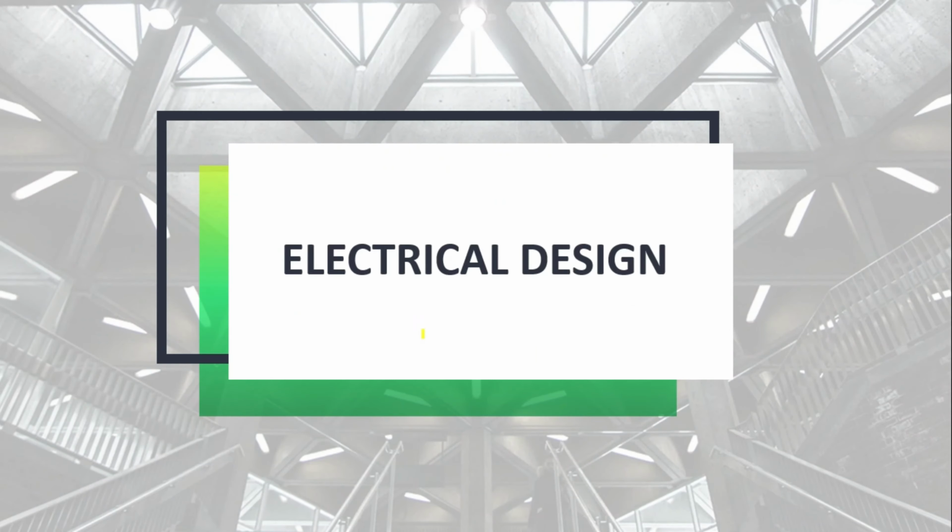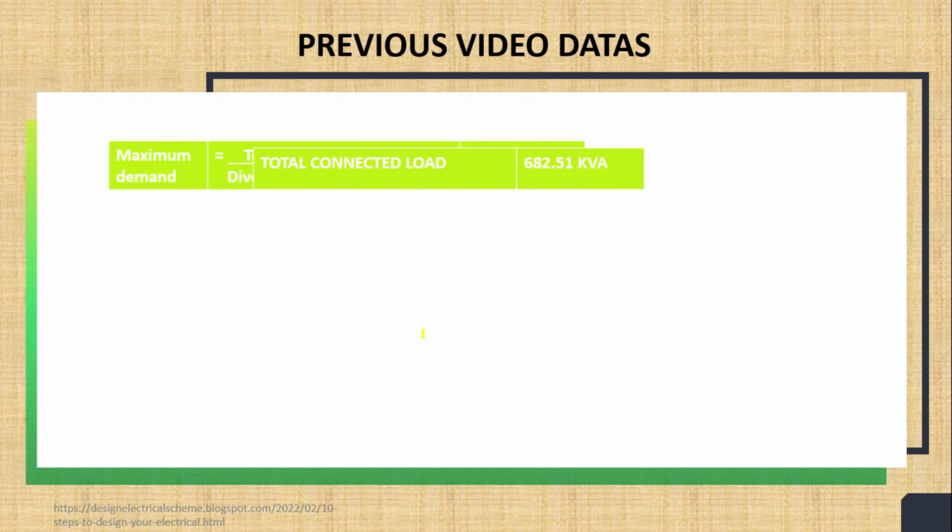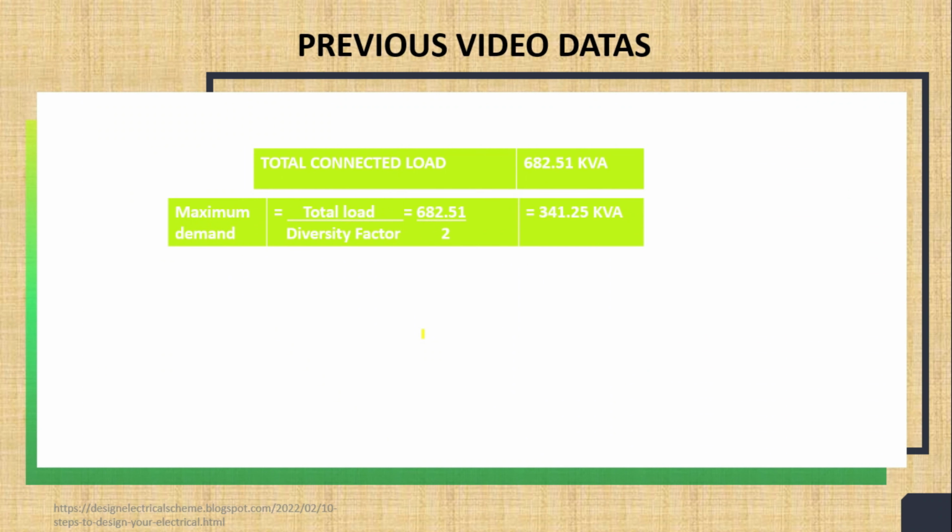So, we were discussing electrical system designing. We found out the total connected load as 682.51 kVA and the maximum demand as 341.25 kVA, and the selected incoming voltage as 11 kV.